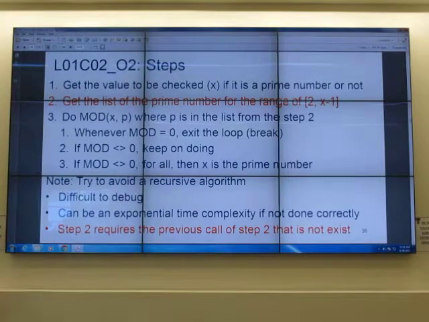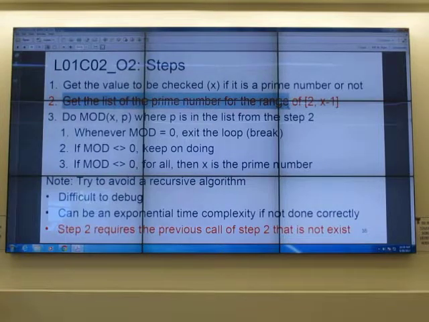So step 1, get the value X to be checked, whether it is a prime number or not. Step 2, get the list of the prime numbers in the range [2, x minus 1]. When I use this bracket, it means including 2 and including x minus 1. If x is 31, it's from 2 to 30. We want to get the prime numbers.